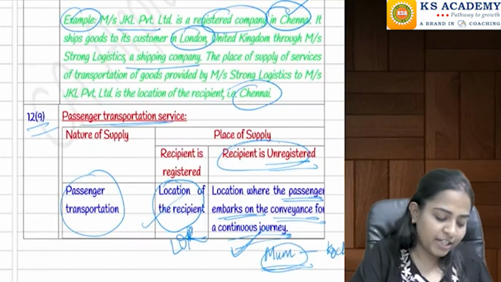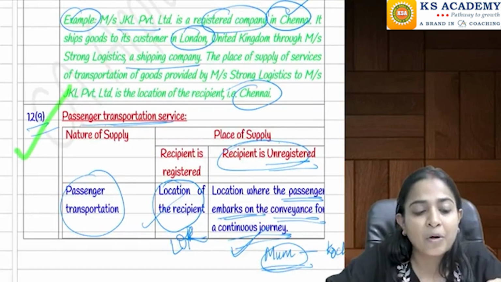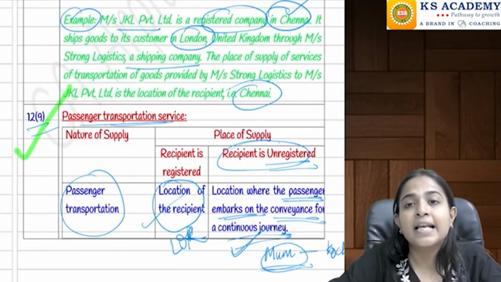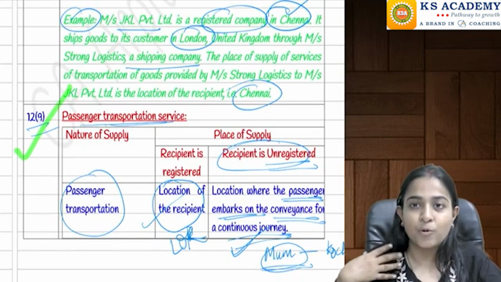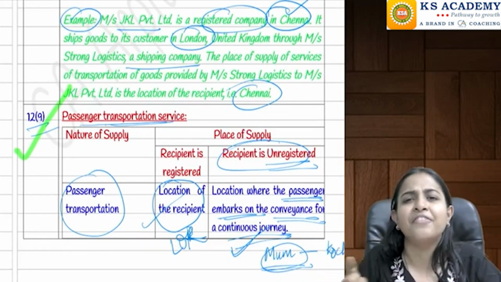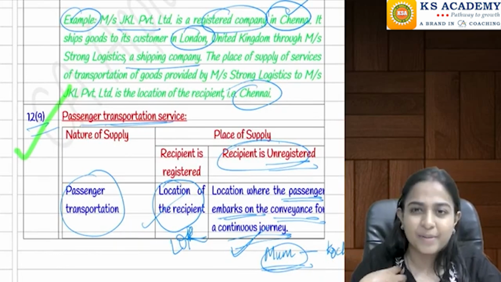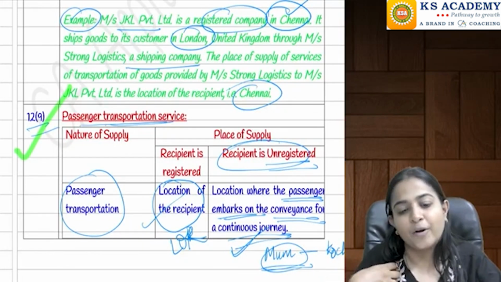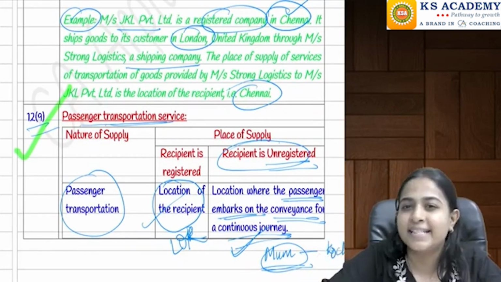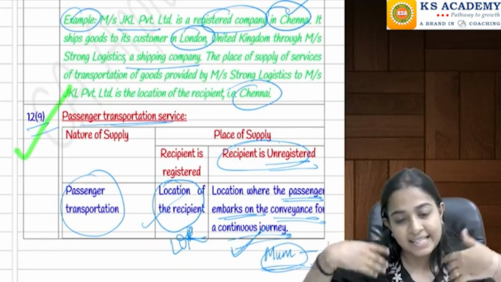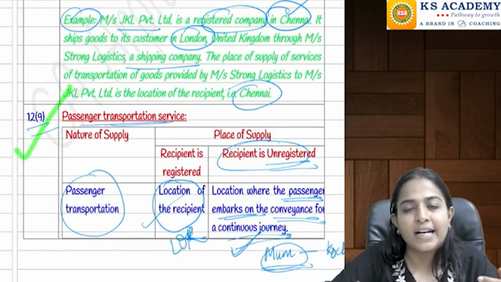Then the next one, section number 12.9. Section 12.9 talks about passenger transport services. In case of passenger transport services, if the service has been provided to a registered person, give me the answer, everyone. The place of supply will be the location of the recipient. But if the services have been given to an unregistered person, then the place of supply is the place where that passenger embarks, that is, where he starts his journey for a continuous journey.